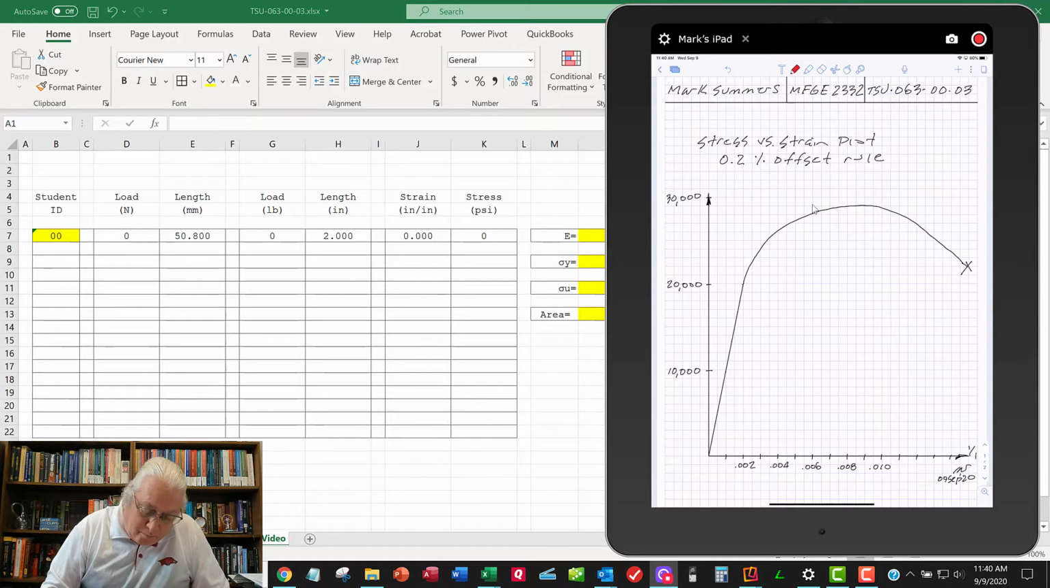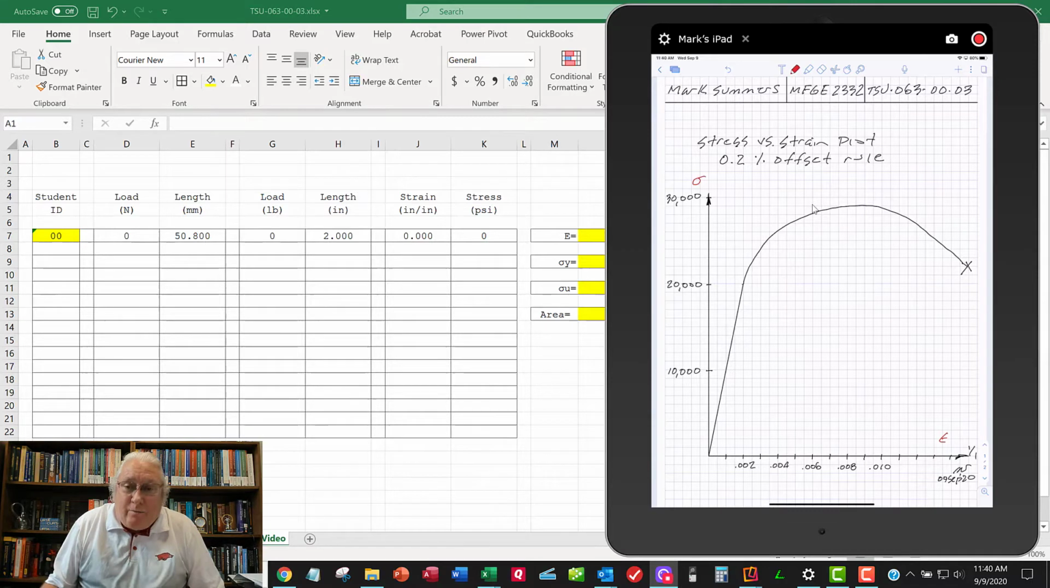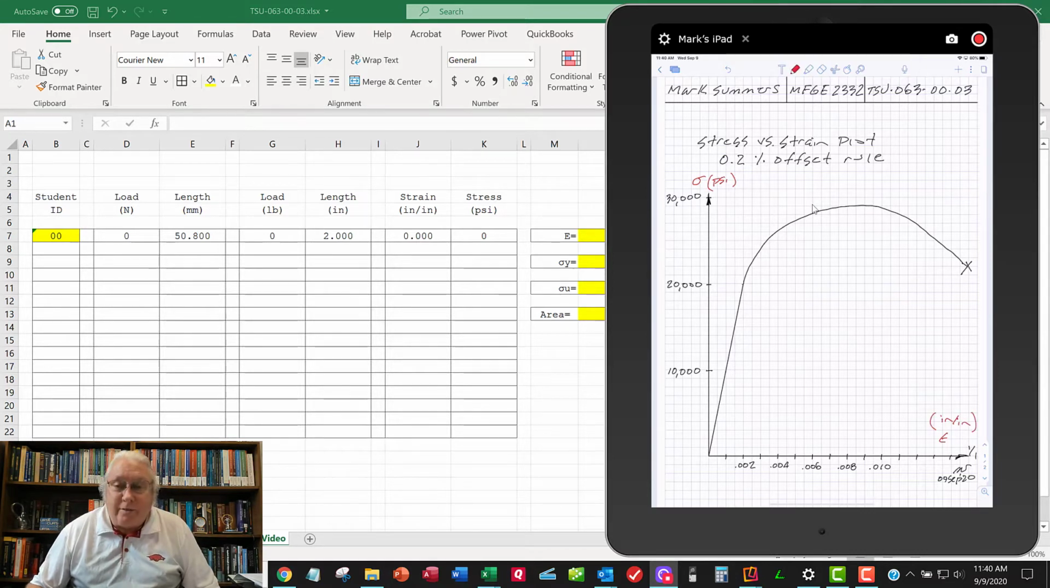We're plotting stress versus strain, and sigma we'll use for stress, epsilon for strain, and we're using inches and pounds here, so the stress will be in PSI, and the strain will be inches per inch, unitless. The parameters we're interested in are Young's modulus, the yield stress, and the ultimate stress. Let's tackle the easy one first.